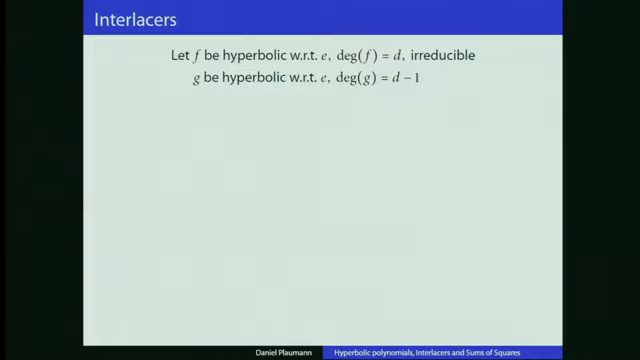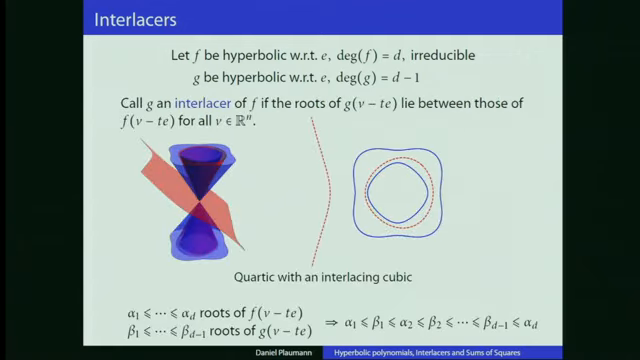So suppose you have a hyperbolic polynomial f of degree d, and we'll always assume that it's irreducible for simplicity. And suppose you have another hyperbolic polynomial of degree 1 less. Then we say that g is an interlacer of f if the zeros of g are nested between those of f. So the correct definition would be: you restrict to some line, you have the roots of f and the roots of g, and the roots of g are always between the roots of f. And in the picture, this would look like this.